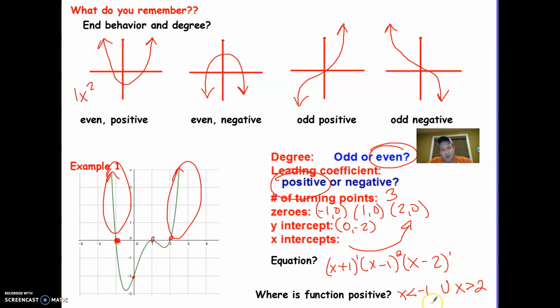Now you could have also written that in interval notation. That would be from -infinity to -1, and or it could also be from 2 to +infinity. That's the exact same thing as this, only interval notation instead of inequalities.